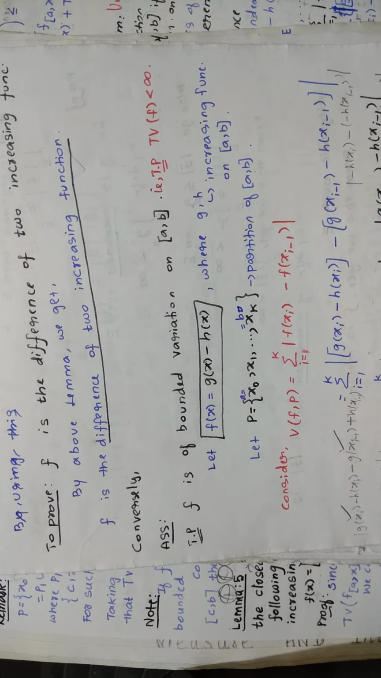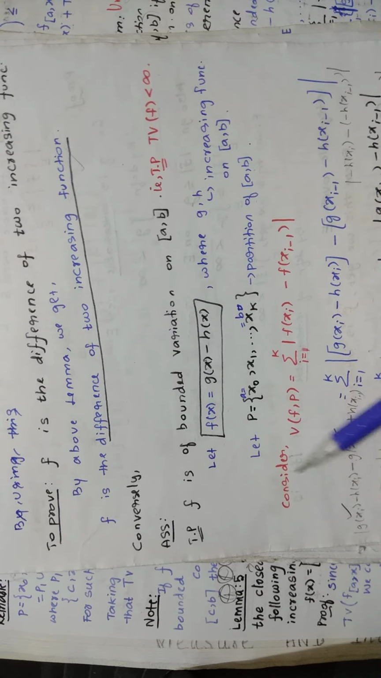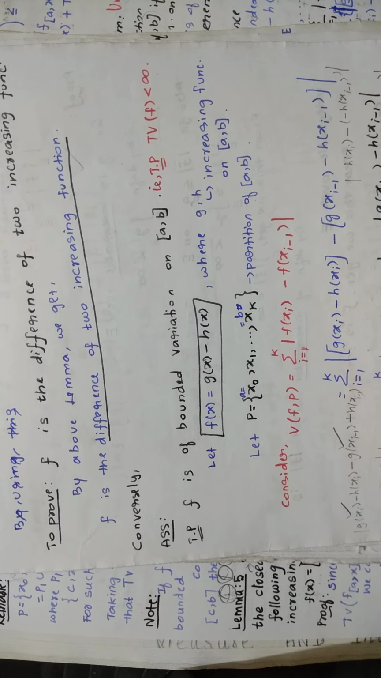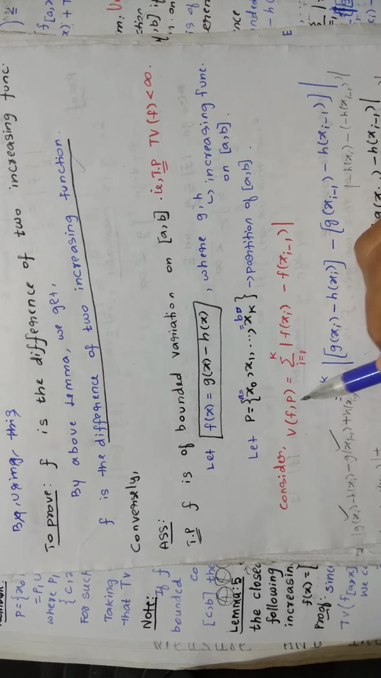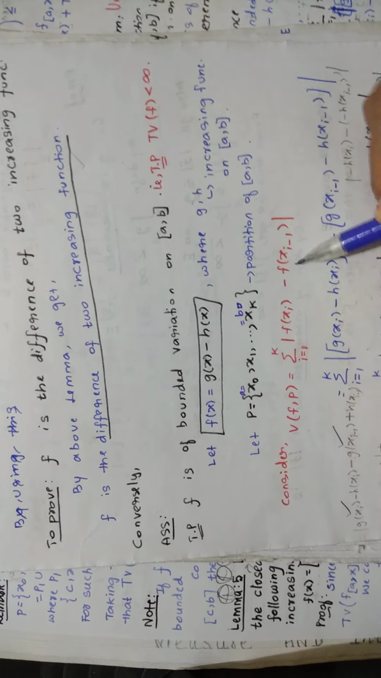So first you took f of x equal to g of x minus h of x, and then you took a partition on closed interval a comma b. Now you consider the variation of f comma P equal to this. You have all these things in the definition.